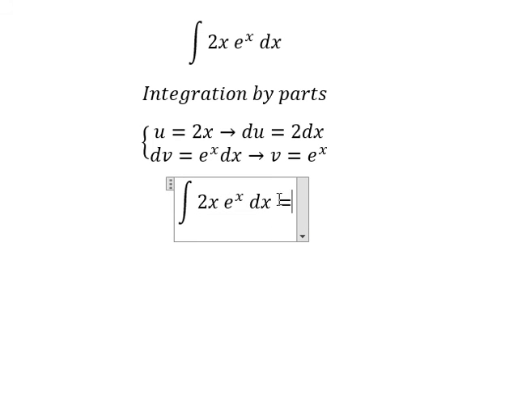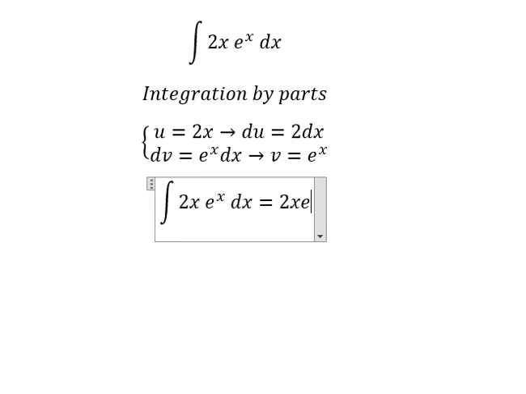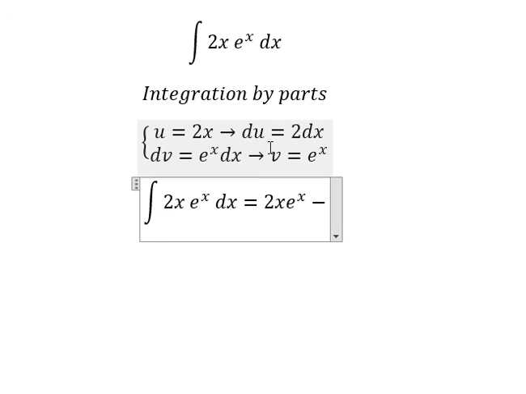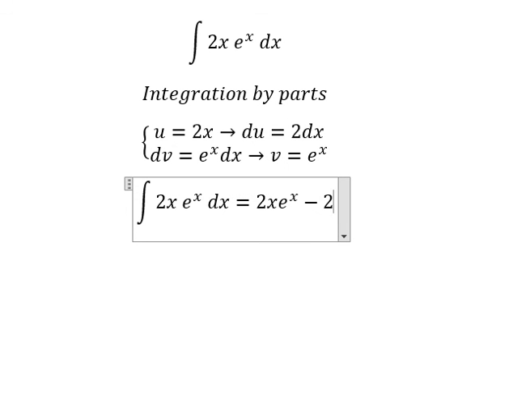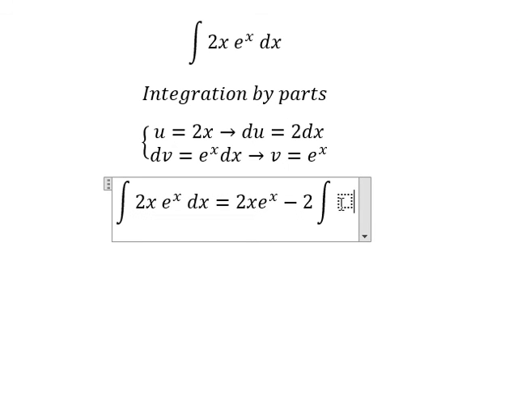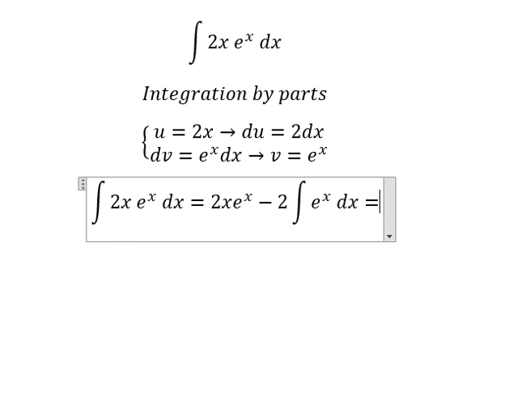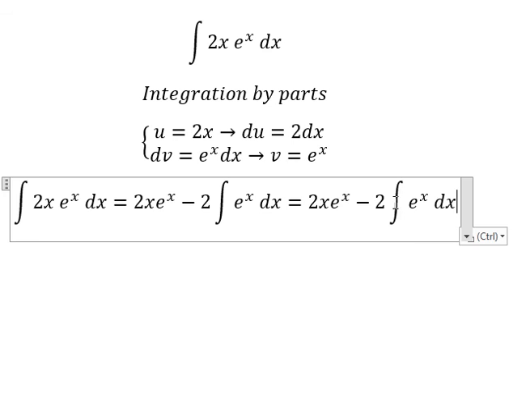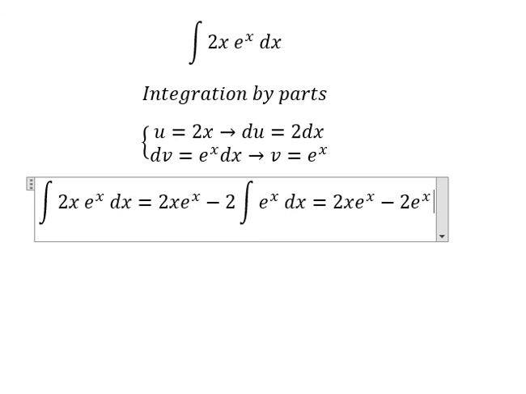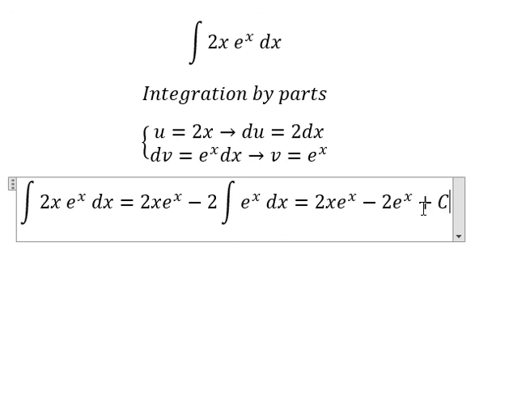So we have u multiplied by v, minus the integral of v du. So I will put the number 2 in here, and we have the integration of e to the power of x dx. The integration of this one, we have e to the power of x, and we put plus c.